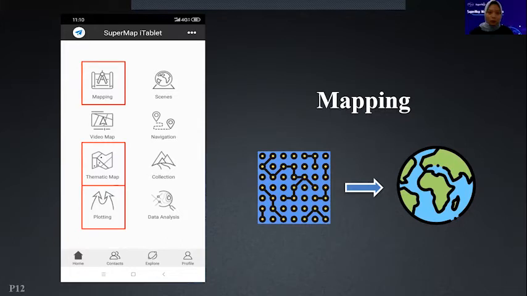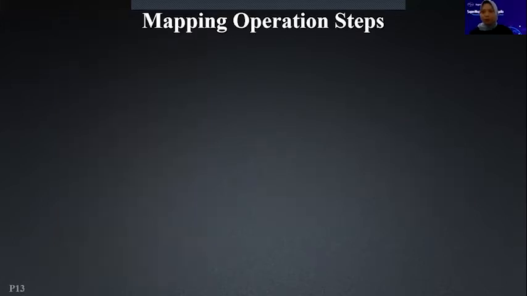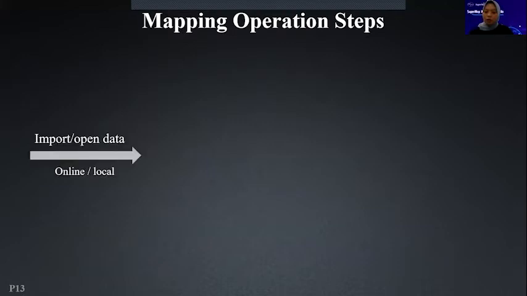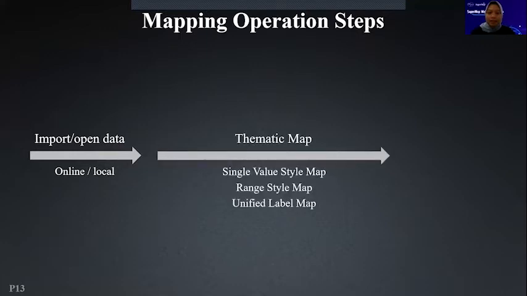But before going further into the mapping modules, I will share with you the mapping operation tabs on this iTablet. If we want to do mapping, the first step we need to do is import or open the data, which is stored in our local mobile storage, or we access it online. After that, we can make thematic maps based on this data. There are many types of thematic maps which can be created in this application. Those are single value style map, range style map, and unified label map. And the result will be like this.